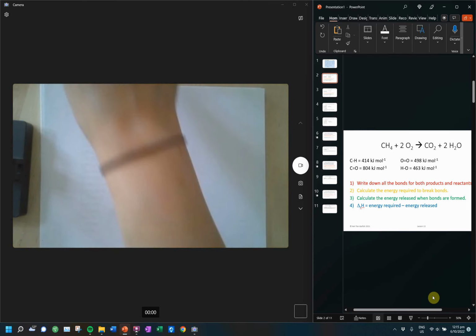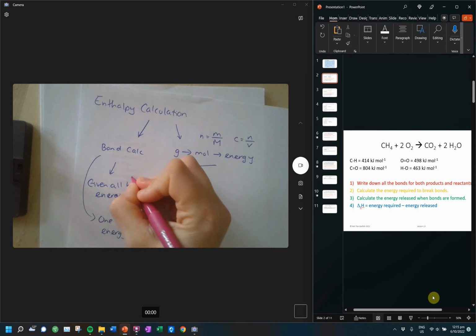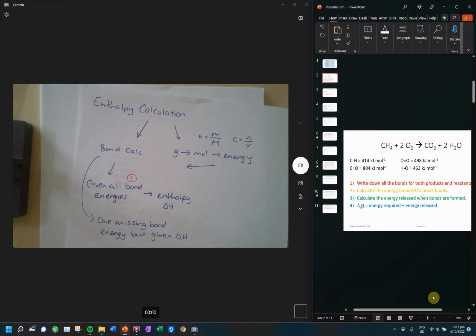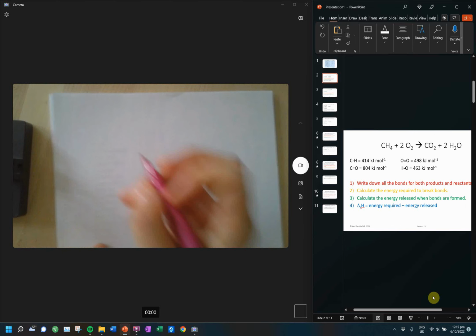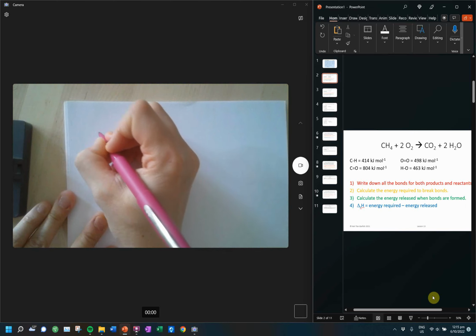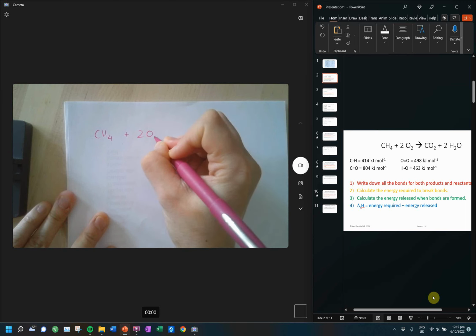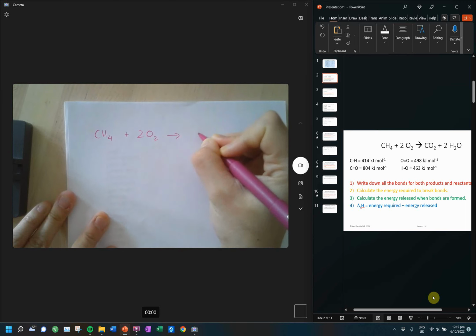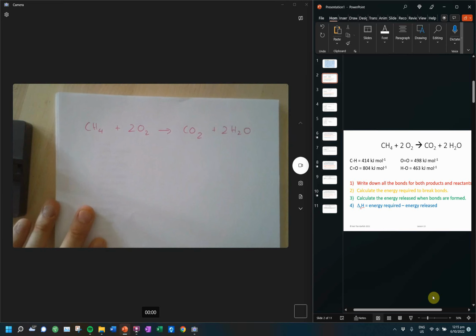So in this first example, I'm going to number it with this sheet so that you are aware of what we're looking at. This is question style number 1. I'm given all the bond energies and I need to calculate. So we have CH4 plus 2 O2 becoming CO2 plus 2H2O. Now they do that and they also give you a whole list of the values.